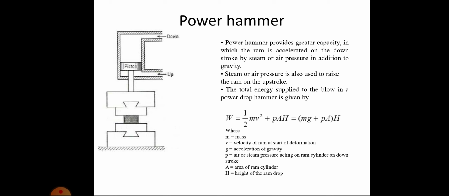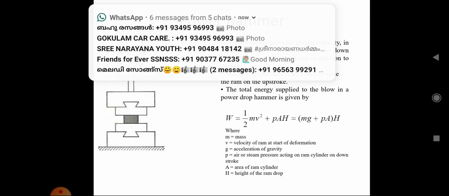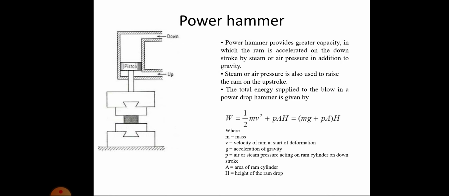Here for the downward stroke, the pressurized steam or air is forced to the upper side of the piston, and for the upward stroke the air comes and makes contact with the lower side of the piston. Comparatively, the upward stroke moves faster because there is a piston rod which also acts when the air comes at the lower side of the piston.